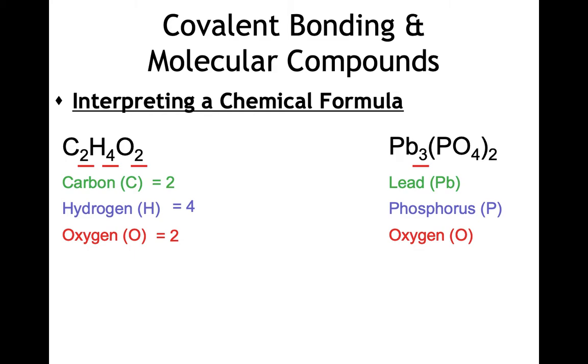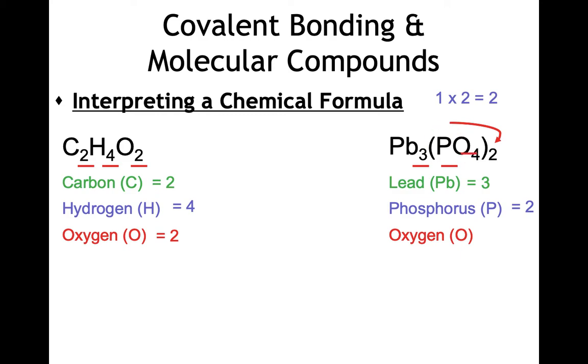Next to lead, we have a 3. So there are 3 atoms of lead. Next to phosphorus, we have a 1. However, notice that the phosphorus and the oxygen are in parentheses with a 2 subscript outside of them. Just like in math, parentheses means to multiply. So that 2 also goes with the phosphorus. We have 1 inside the parentheses, but the 2 outside. So 1 times 2 gives us 2 phosphorus.